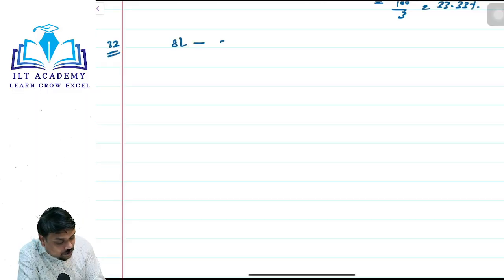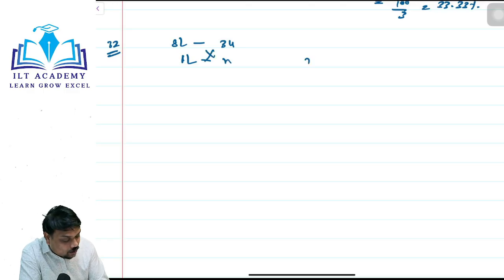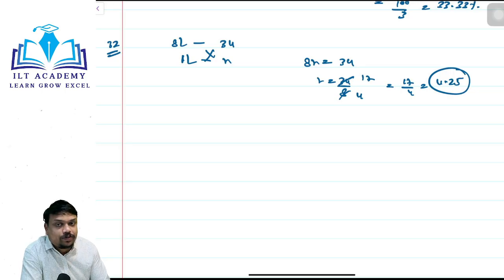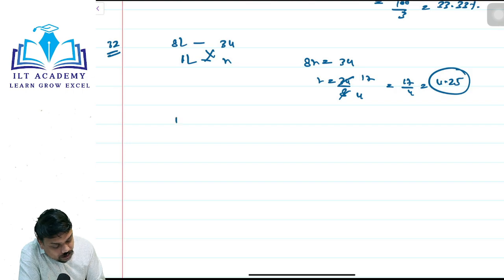So what will be the value of 1 lock? Let it be x. So 8x is equal to 34. x is equal to 34 divided by 8, which is 17 divided by 4, or if you want, 4.25. Clear? The cost of 1 lock is 4.25. Now he sold 12 locks for 57 rupees.